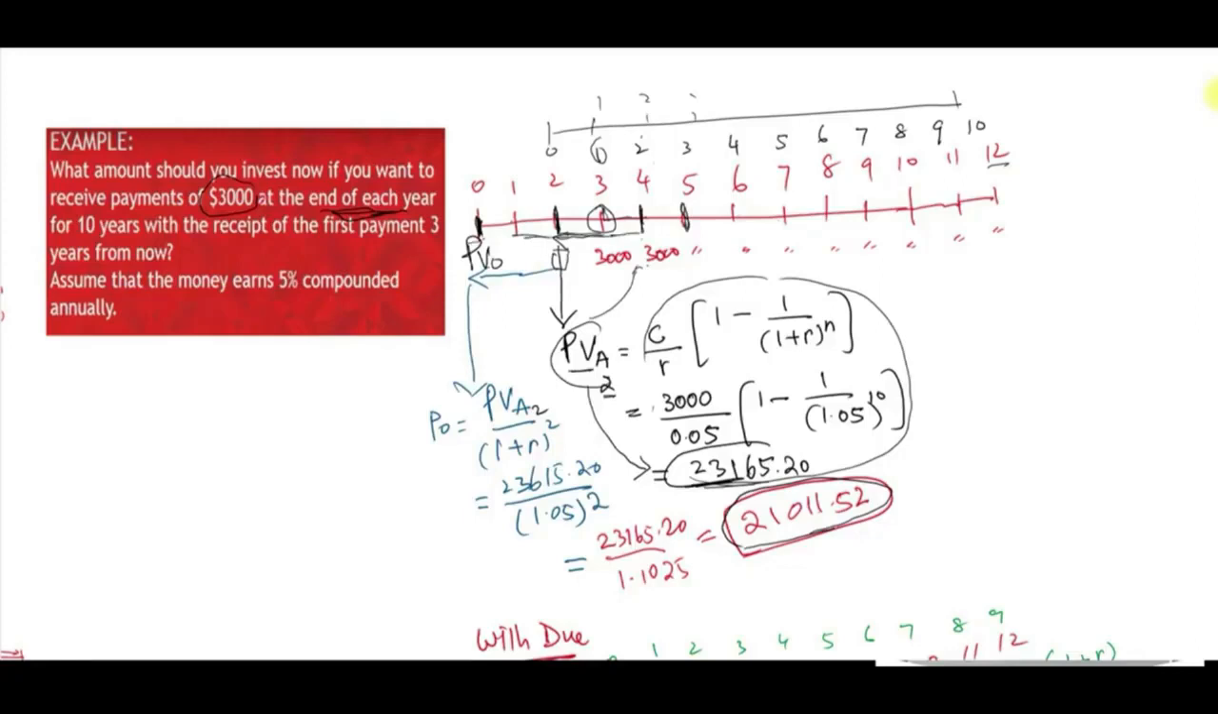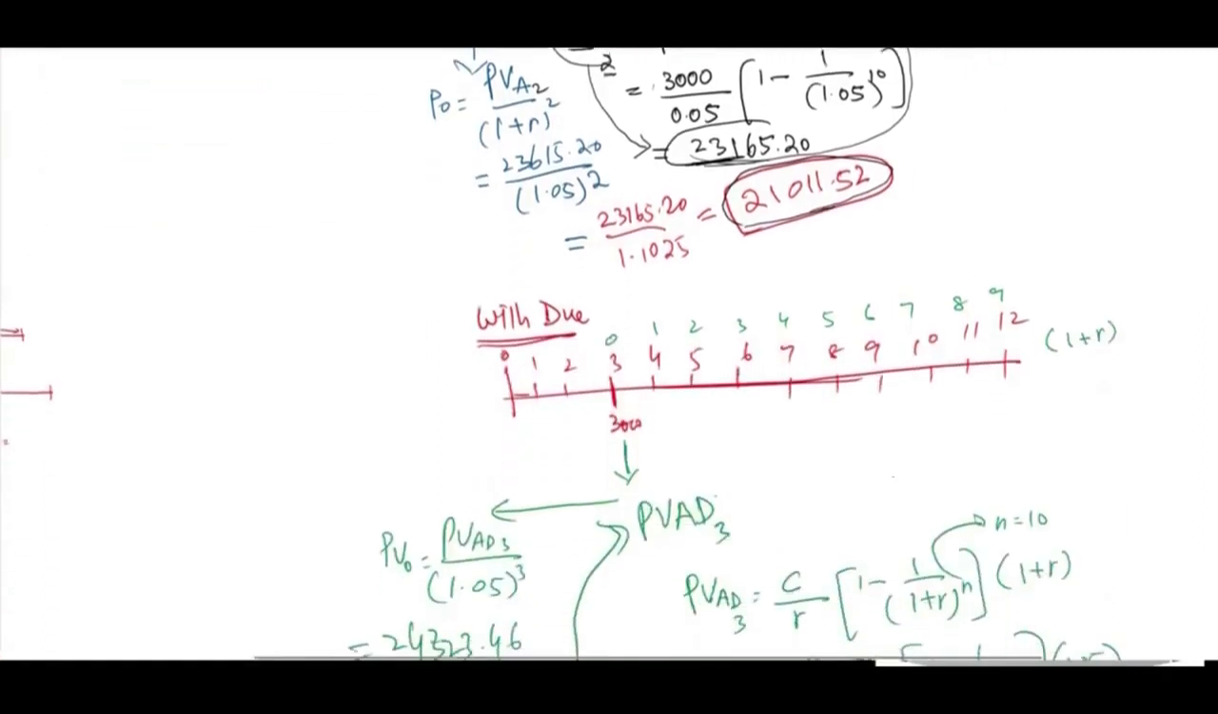Okay, so remember, when you are solving the deferred annuity question, you have to take 1 year less. But remember, this happens when you are considering it as ordinary annuity. So we can also solve this question using due. Remember last time how did we solve the due problem? We have to use 1 plus R.